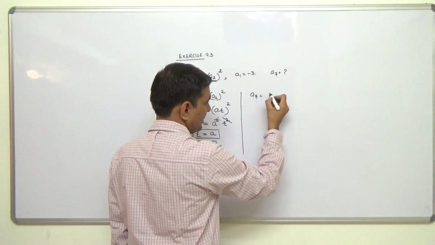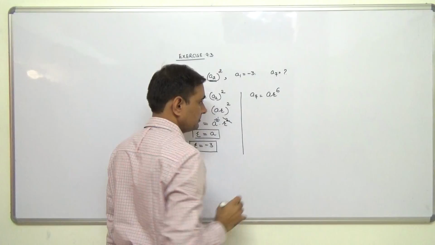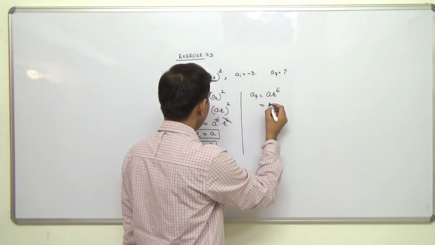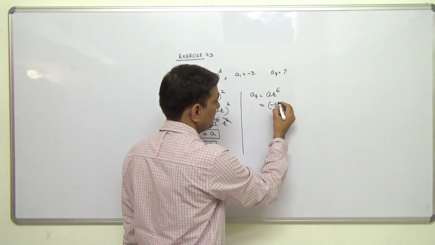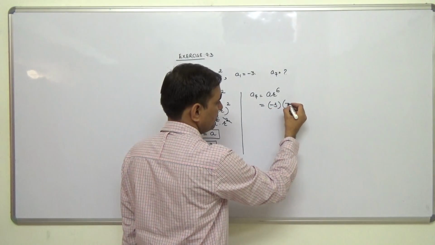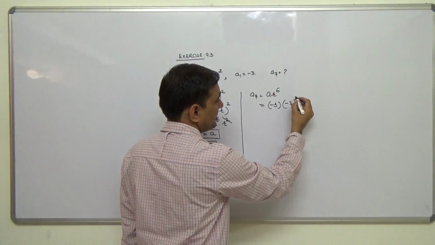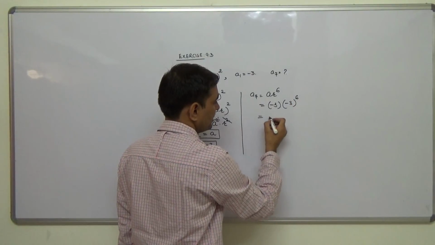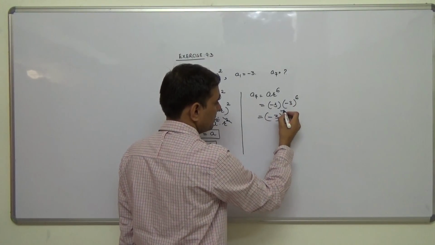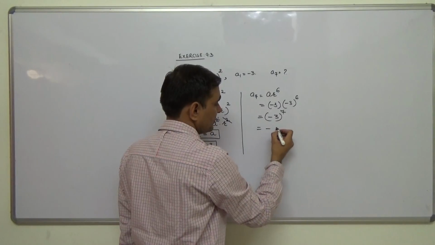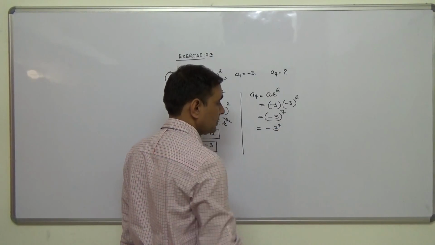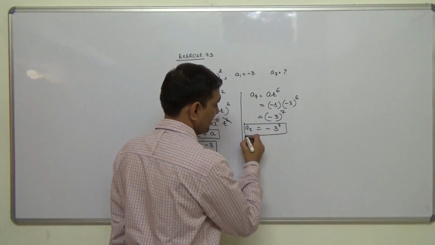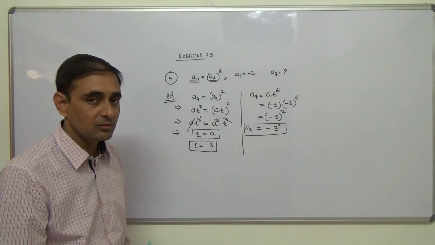The formula for A7 is A R to the power 6. This is equal to, what is A? A is minus 3. What is R? R is also minus 3, to the power 6. Right? So it is minus 3 to the power 7, minus of 3 to the power 7. This will be our seventh term. We can also simplify and write 3 to the power 7, right?